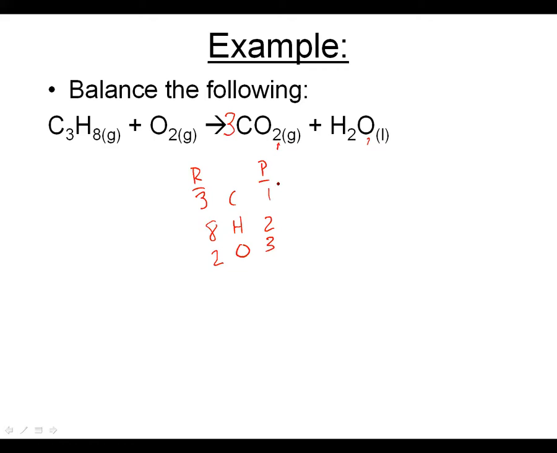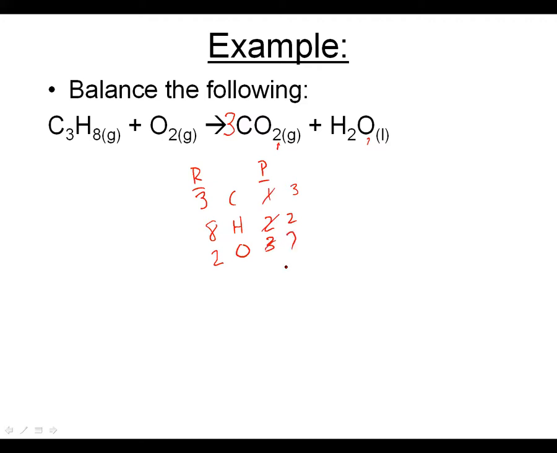We're going to put a 3 there. That will give us 3 carbons, and it will still give us our 2 hydrogens. Oxygens, we're now up to 6 there, plus 1 more makes 7.